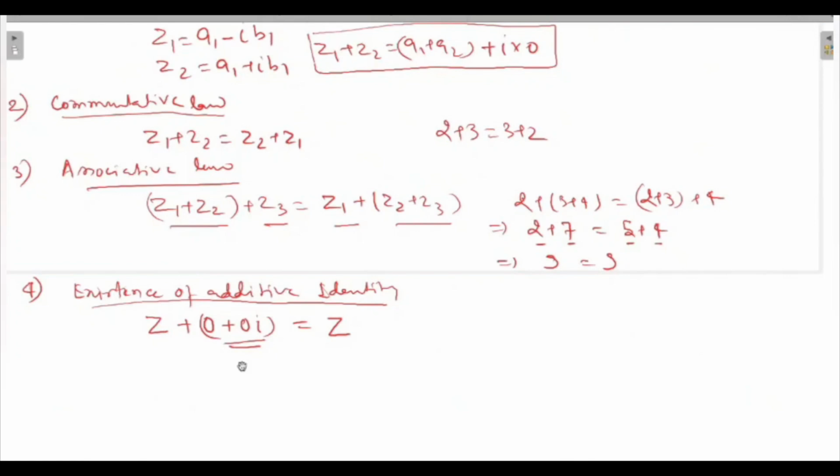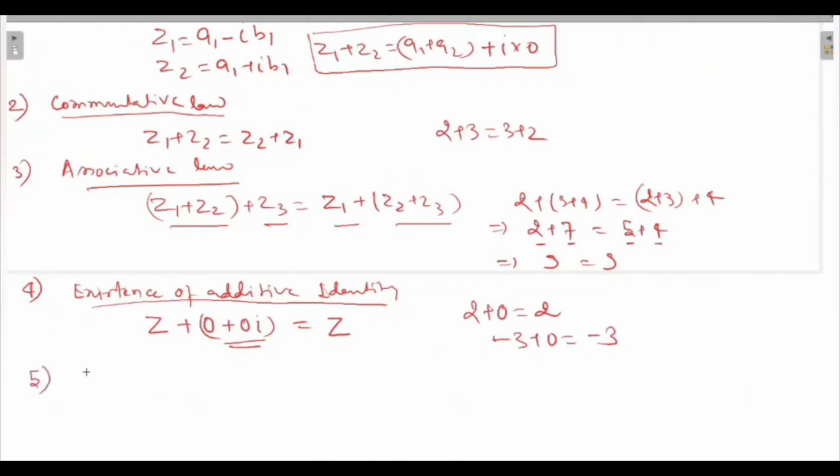Or in other words, it says that there is an existence of zero, as with real numbers. When you add 2 plus 0, you will get 2, or you can add anything like minus 3 also. When you add 0, you will get minus 3. In the same way, when you add 0 plus 0i to any complex number, you will get the same complex number.